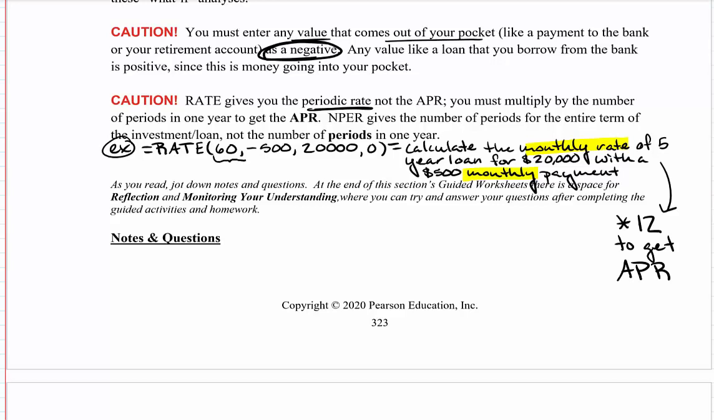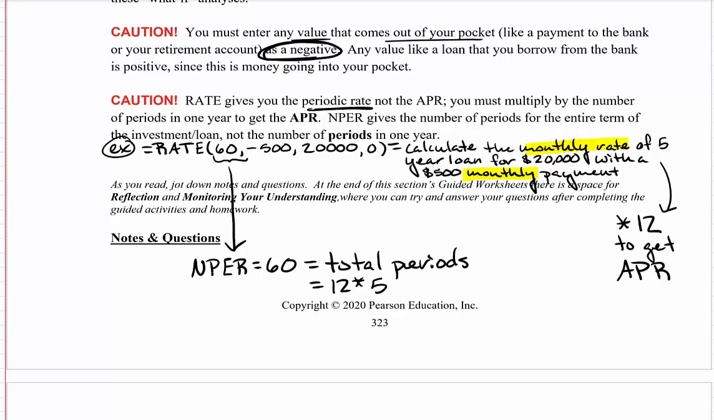Another thing to notice here, in particular this N per part. So I said that the N per in the rate function was 60. A lot of students accidentally put 12 there because it's a monthly calculation. It's a monthly rate. But N per is not the number of periods per year. It's the number of periods total. This is your total payment period. So if you're paying every single month for 5 years, that's 12 months times 5 years. Let me write the word months and years to keep that straight.